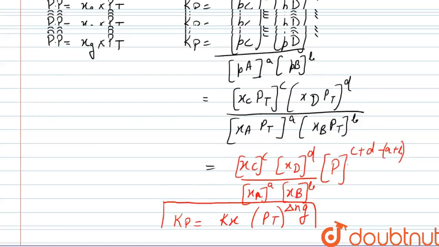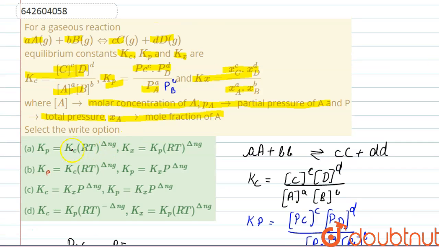Now we will check the options we are given. In the first option we are given Kp is equal to Kc RT to the power delta ng. This is correct, but the other part is incorrect. Now in the second option we are given Kp is equal to Kc RT to the power delta ng and Kp is equal to Kx P to the power delta ng. This is the correct answer. So this is the solution.